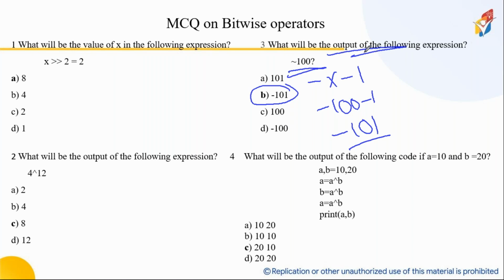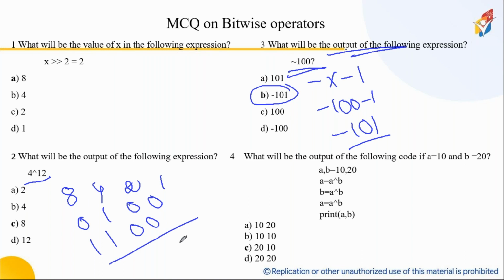Now, can we answer this one? 4. How to write 4? 1, 2, 4, 8. 4 means 0, 1, 0, 0. Next, 12. How to write 12 here? 1, 1, 0, 0. What is XOR operation? When the inputs are the same, the answer is 0. So the answer is 8. Clear? It will take time to discuss this.